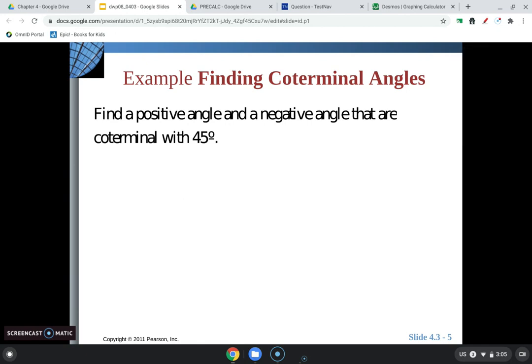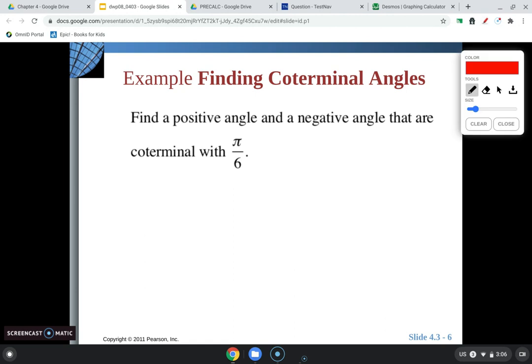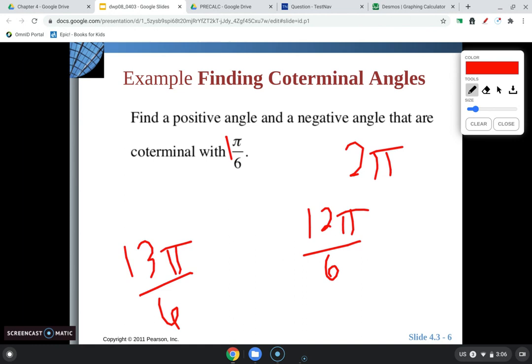What about if it's radians? Find a positive and a negative angle that are coterminal with pi over 6. Well, pi over 6 is the same thing as 30 degrees, but 2 pi would be the same thing as 360. So if I want to add 2 pi to that, that's the same thing as 12 pi over 6 plus 1 pi over 6 would be 13 pi over 6. Or I can subtract 360 or 2 pi radians, which would be negative 11 pi over 6.